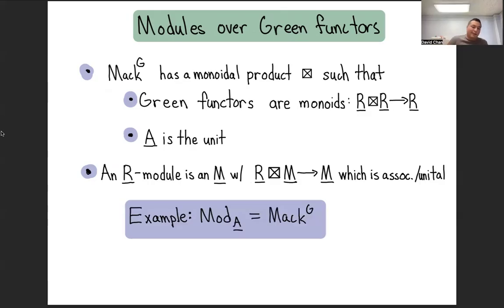And the example, of course, because A is the unit, the category of Mackey functors is just the category of A modules. And so, sometimes if I write something like the K-theory of Mac G, it's really computed as the K-theory of A or something like that.